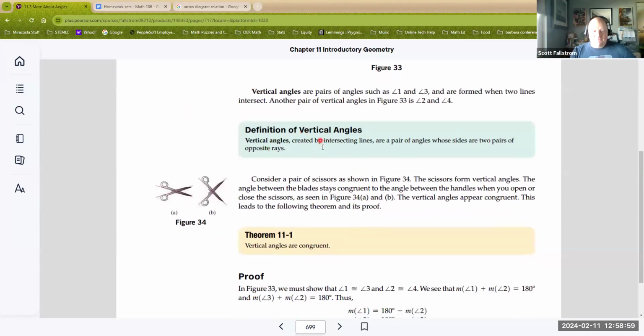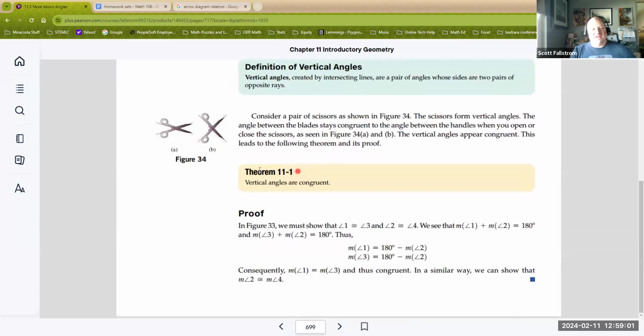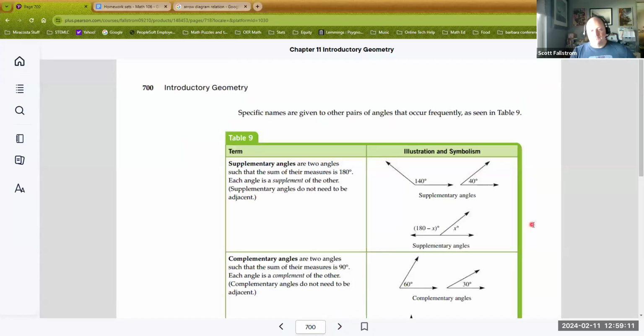So that's why when you scroll down a little bit in the book, there's a definition of vertical angles followed by a statement about them saying that vertical angles must be congruent. And we just showed that. So we proved that vertical angles are congruent.